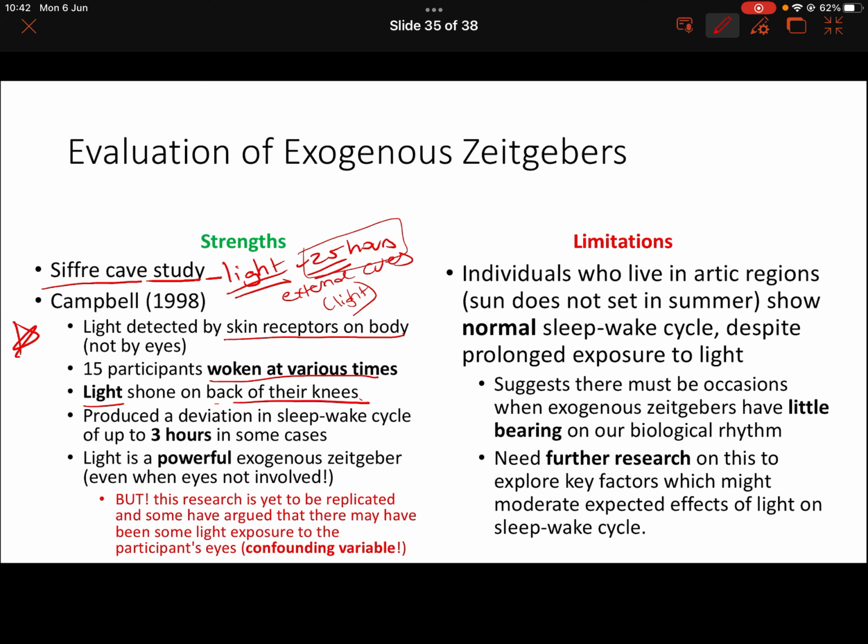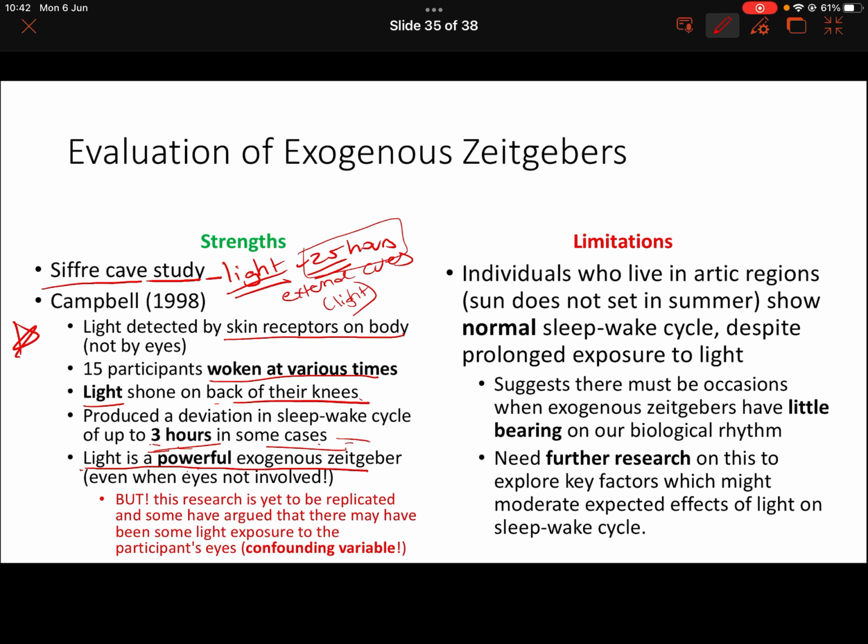The researchers managed to produce a deviation in the participants' usual sleep-wake cycle, up to 3 hours in some cases for some participants. And this shows just how powerful light is as an exogenous Zeitgeber, and it doesn't necessarily rely on the eyes to exert its influence on the brain. So again, just showing how powerful light is in that it can cause deviations of up to 3 hours in a sleep-wake cycle, even when shone on the back of the knees rather than the eyes.